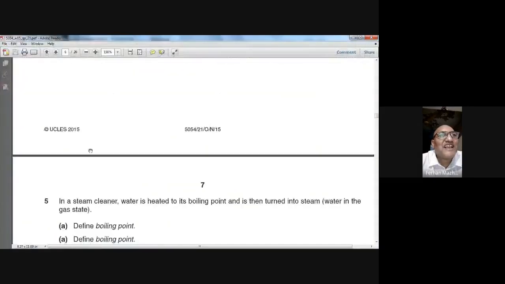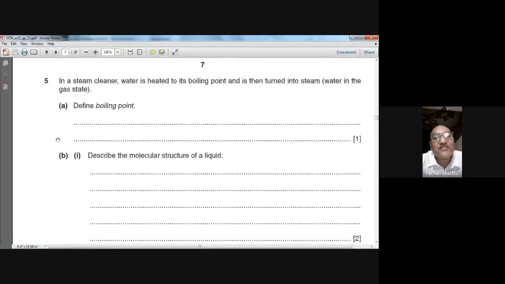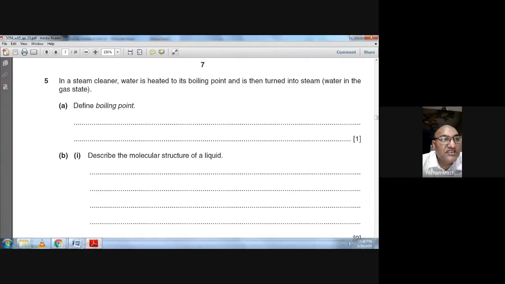Okay, so we are moving to the next question. It's question number 5. In a steam cleaner, water is heated to its boiling point and is then turned into steam, water in the gas state. So define the boiling point. Boiling point is the temperature at which the liquid is converted into gas, and the temperature during that whole process remains constant. That temperature is called boiling point. It's a definition. I have written this definition also, a 1-mark definition it is.